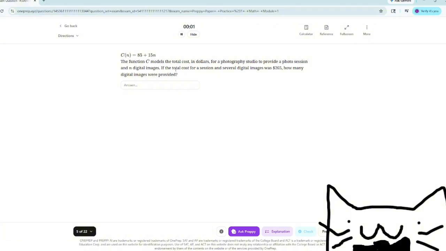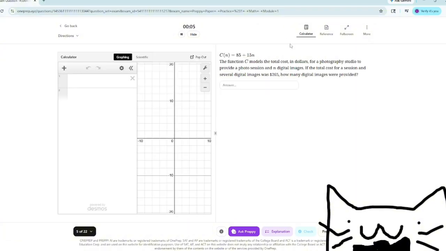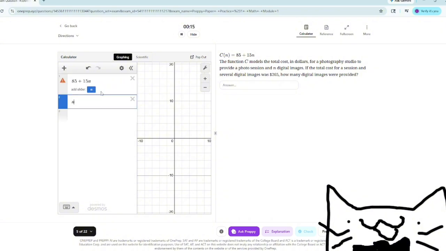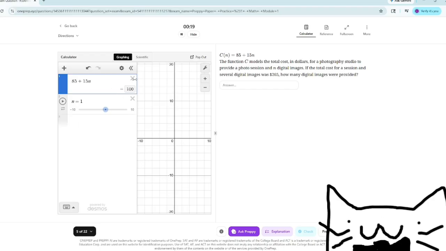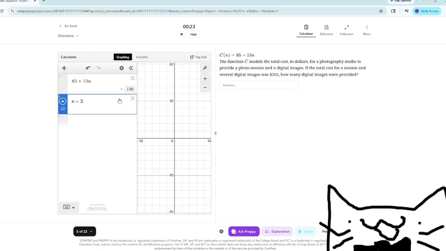Okay. The function C models the total cost in dollars. And digital images, the total cost per session was 265. So we have 85 plus 15n. What we want to do is find when this equation equals 265. So let's just do this: 3, 4, 5, 6, 7, 8, 9, 10, 11, 12.